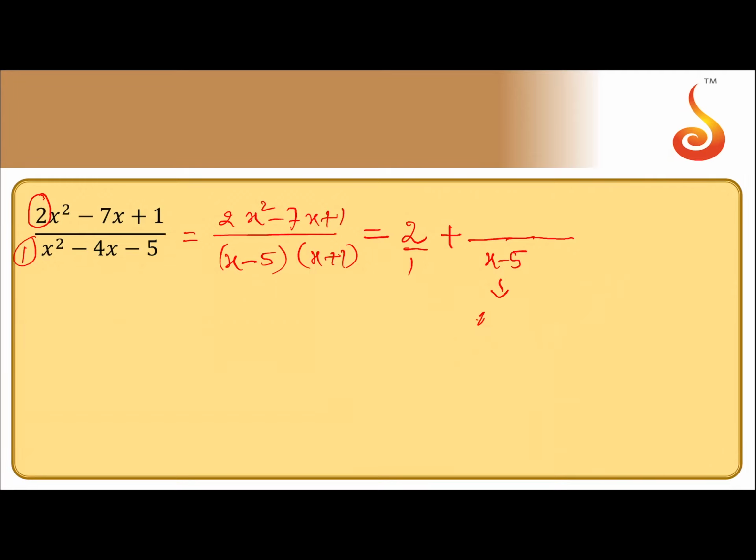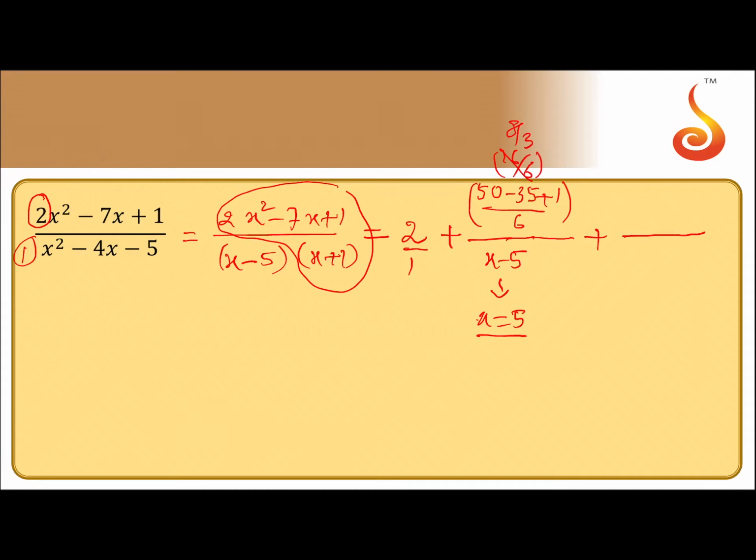The partial fraction for x − 5 is obtained by substituting. Equate x − 5 to 0, you will get x = 5. Substitute in the fraction other than x − 5. You will get (25 × 2 = 50 − 35 + 1) divided by 6. That simplifies, I hope: 50 − 35 is 15, plus 1 is 16, so 16/6, and that is nothing but 8/3.